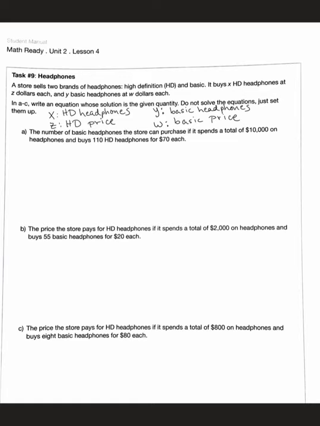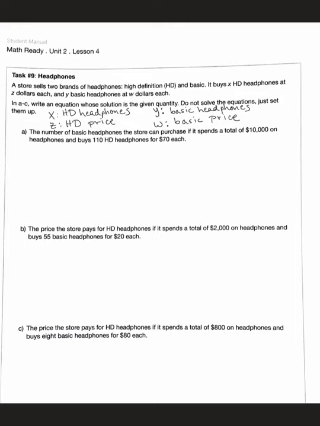Okay guys, I'm going to work through the first example for you so you'll kind of get an idea of what they're wanting. Okay, a store sells two brands of headphones, high definition and basic. It buys X HD headphones at Z dollars each and Y basic headphones at W dollars each.